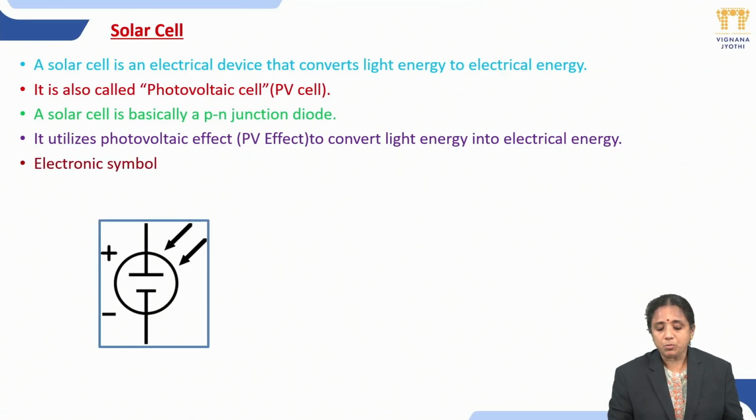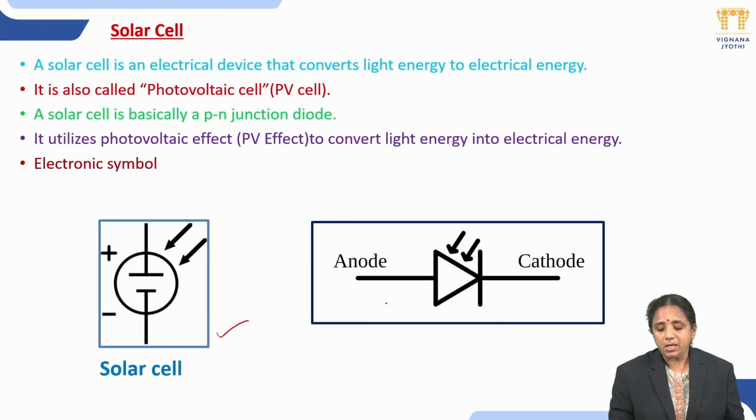So the symbol here shows light energy falling on the solar cell and converting into electrical energy. This is the symbol of a solar cell. For a normal p-n junction diode, there will not be any arrows. The LED has arrow marks pointing outward because light is emitted to the surroundings. So this is a photodiode or photovoltaic cell, the conversion of light energy into electrical energy.